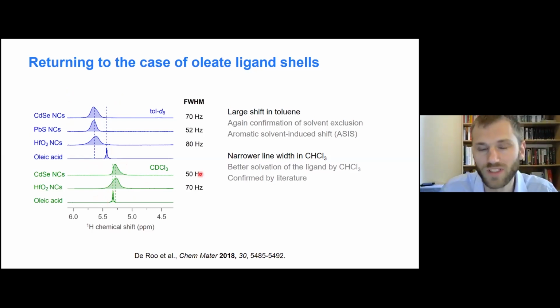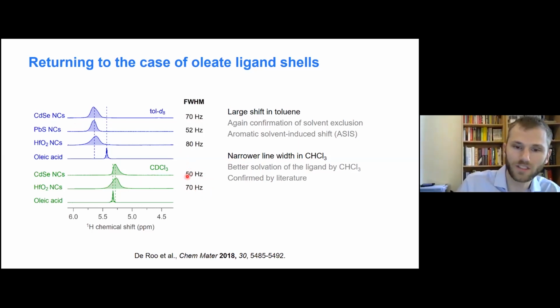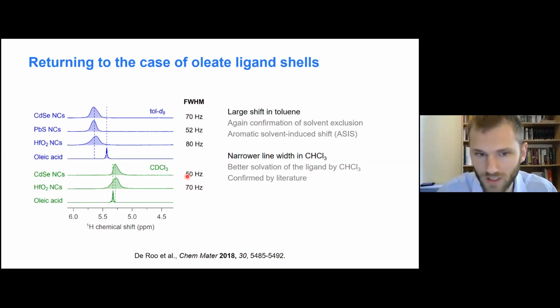So in chloroform, there is a narrower line width. That's already what you see when you compare the same nanocrystals here: quetzalnite is 70 Hertz in toluene, 50 Hertz in chloroform. In light of our theory, this means that chloroform is better at solvating that ligand shell than toluene. And this has already been reported in literature by people that do these assemblies of nanocrystals.